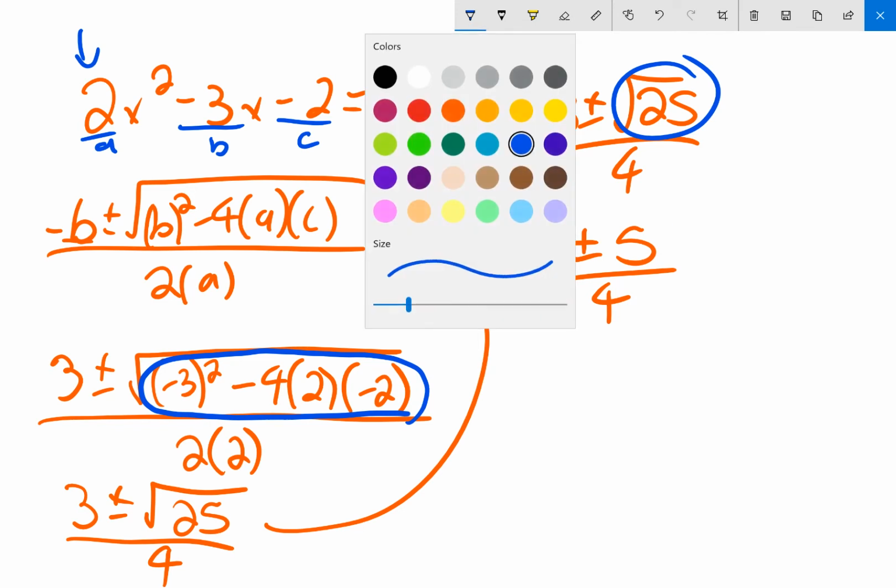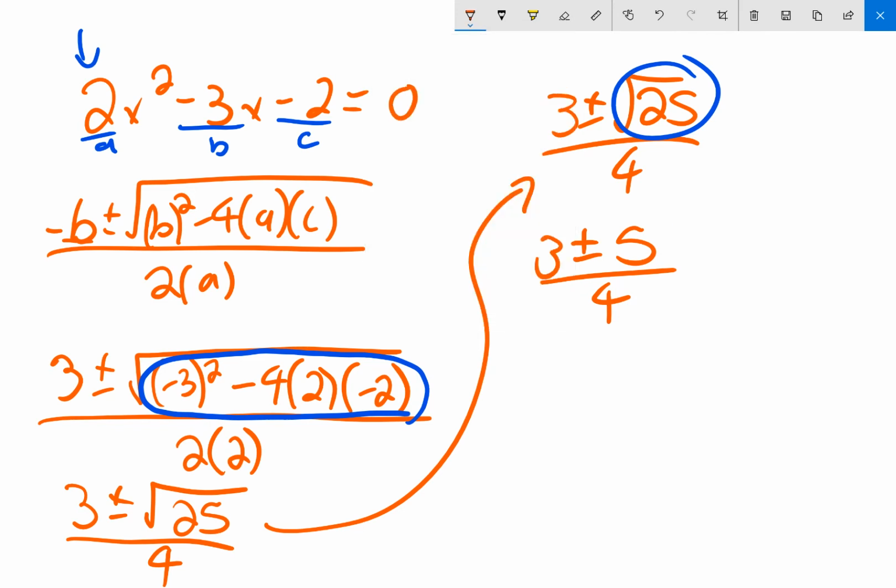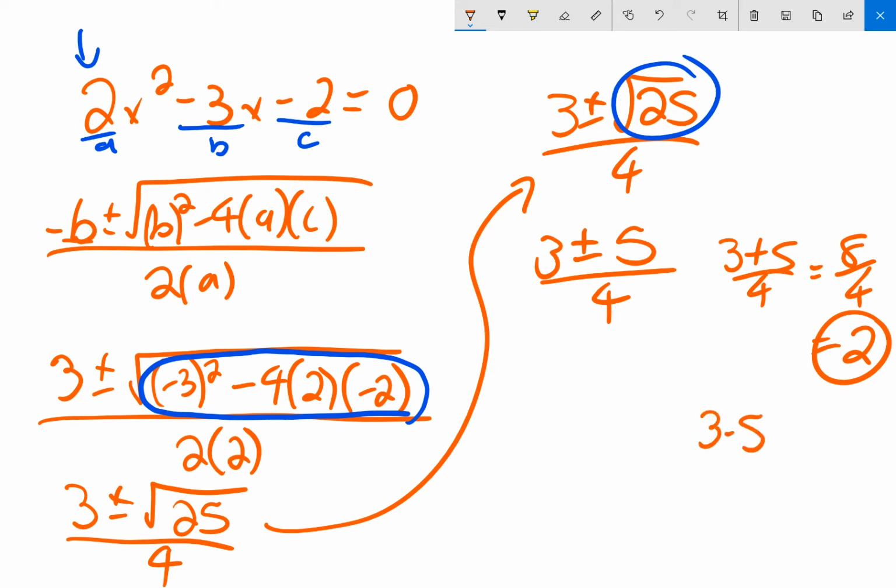And same as last time, I've got 2 fractions, 1 plus, 1 minus. I've got 3 plus 5 over 4, which makes 8 over 4. So that answer is 2, since 8 divided by 4 is 2. And the other one is 3 minus 5 over 4. 3 minus 5 is negative 2 over 4, which reduces down to negative 1/2. So negative 1/2 and 2 are your answers.